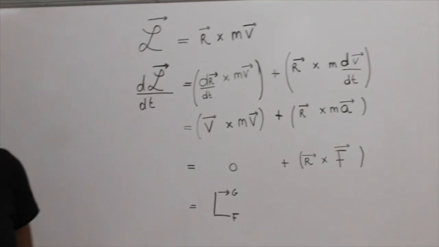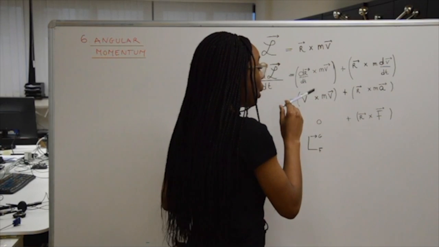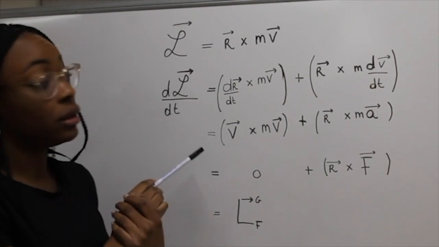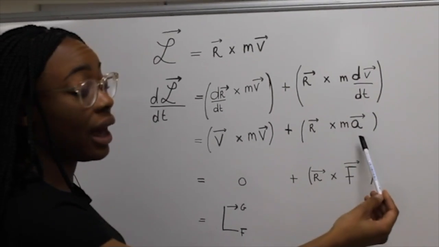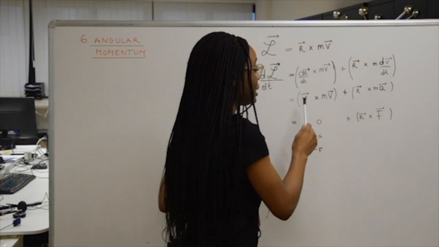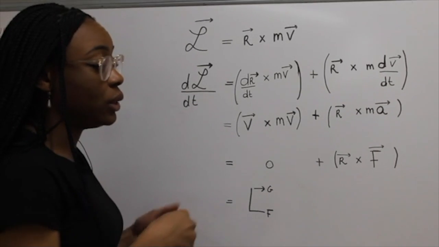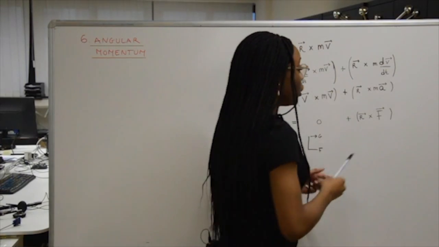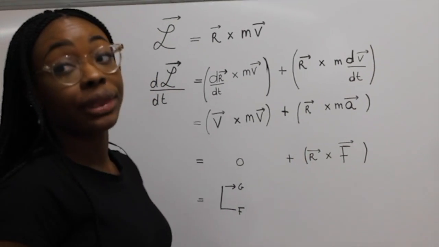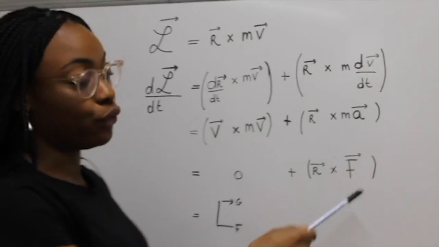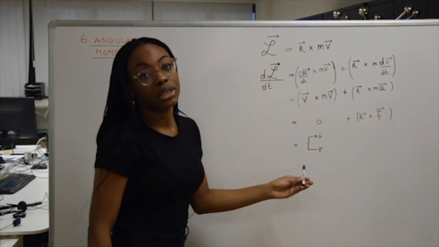Now if we derive the angular momentum, we will have this equation. Now we know that if we derive r, we will have the velocity. And if we derive the velocity over time, we will have the acceleration. Since it's a cross product and the velocity is parallel to the velocity, this will equal 0. Here we have r times the mass times the acceleration. Now we have seen that this equals the force. Now here we have r times F, which equals the net torque.